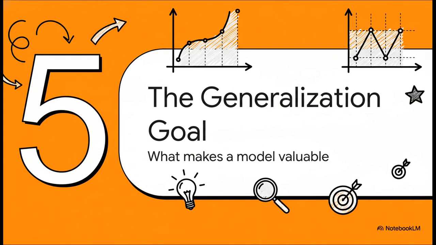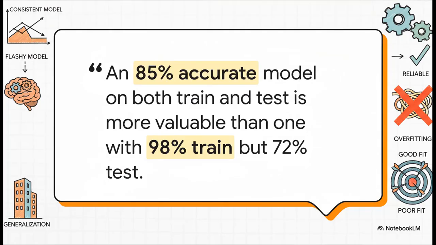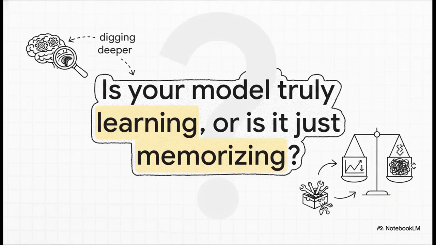And this really brings us to the most important point of all. When we're building these things, what's the actual ultimate goal we should be chasing? This quote from Maya, a senior data scientist, just says it perfectly. A consistent, reliable model is always more valuable than a flashy one that only works in the lab. Our goal is not to get the highest score on the training set. Our goal is generalization.